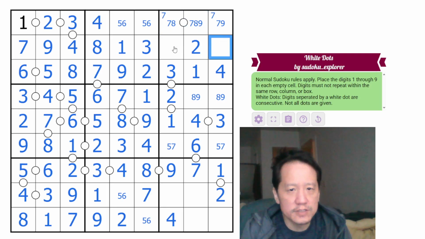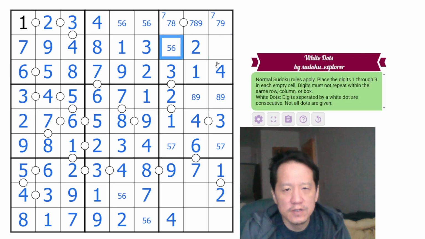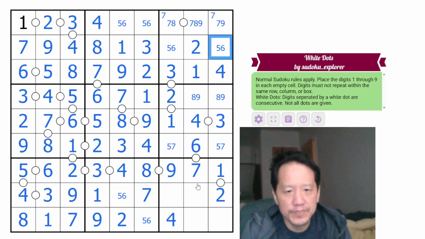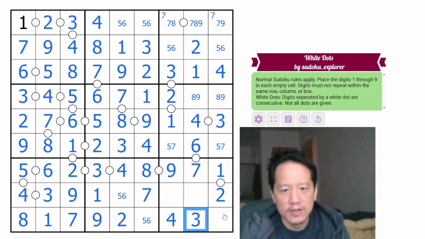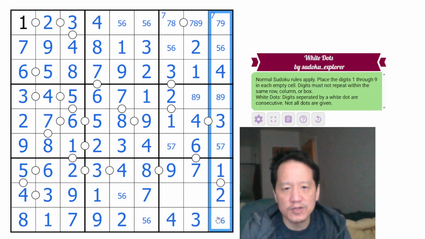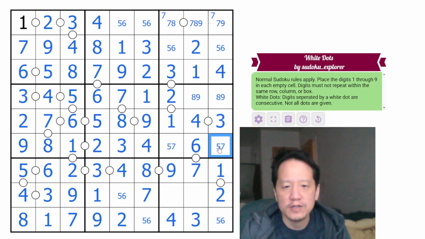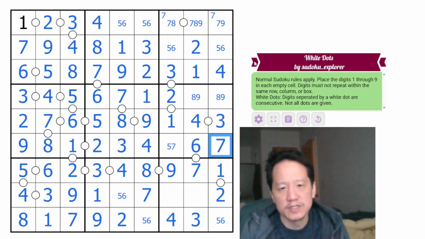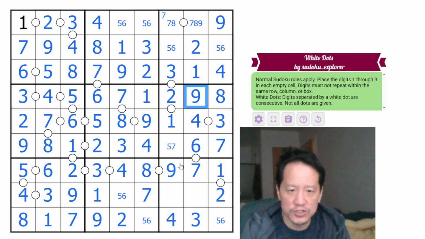The remaining digits here are 5 and 6. Remaining digits here are 5, 6, and 3, and this can't be 3, therefore this must be 3. So this must be a 5, 6. Well, now we have a 5, 6, 5, 6 pair in column 9, which eliminates 5 and 6 from the rest of the column. So this can't be 5 or 6, so it must be 7, which makes this a 9, which makes that an 8, which makes that 9, and this is just normal Sudoku.